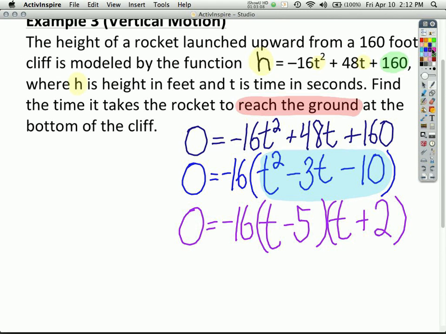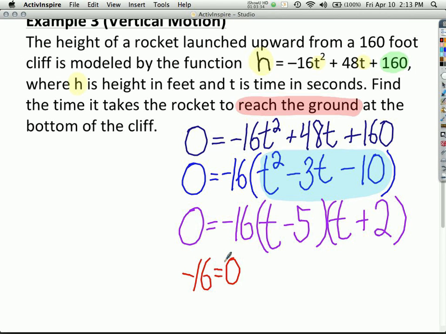So now, Yasmin, what's the final thing we need to do that you told us about earlier? At the end that we learned today? I know, I put you on the spot, made you uncomfortable, I'm sorry. Go ahead. That's right, and you actually technically put negative 16, you set that equal to 0 and solve it, but because that's not something you can solve, you disregard it. And then she's right, we do t minus 5 equals 0, and then t plus 2 equals 0. And solve both of those.